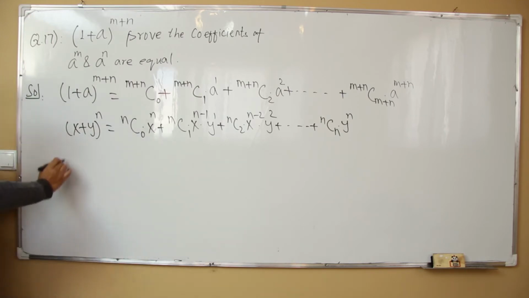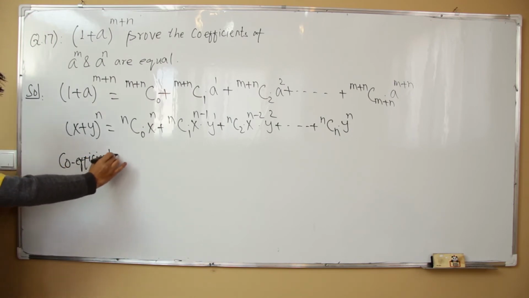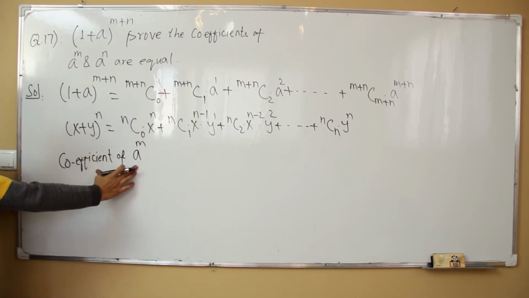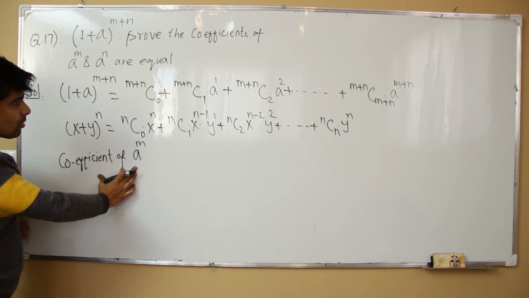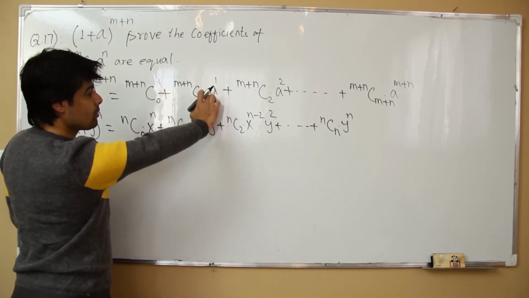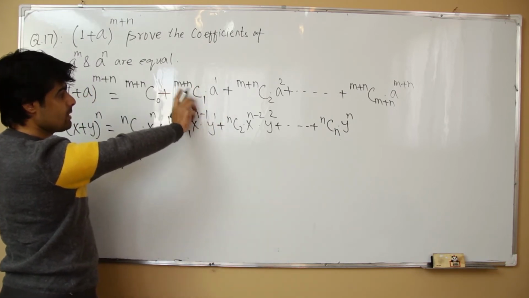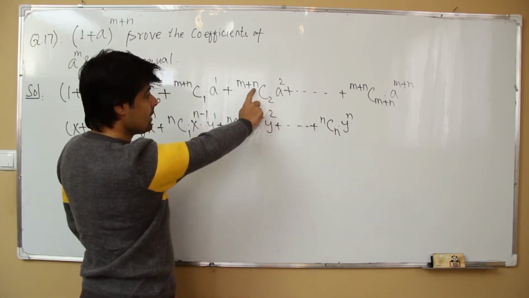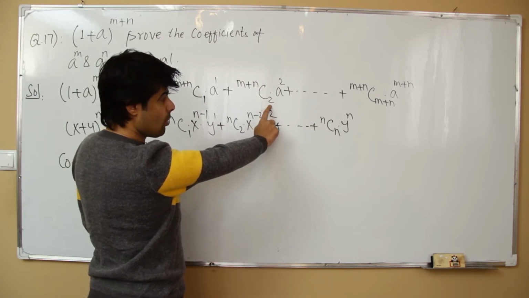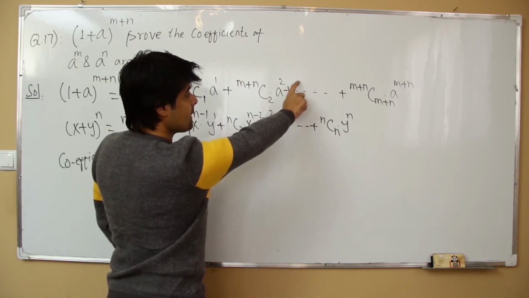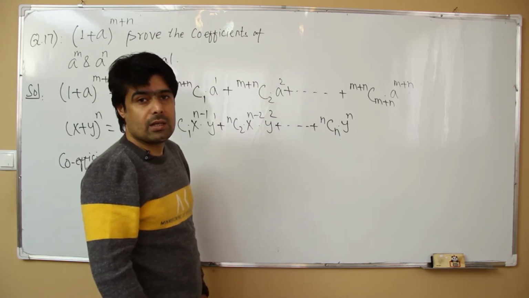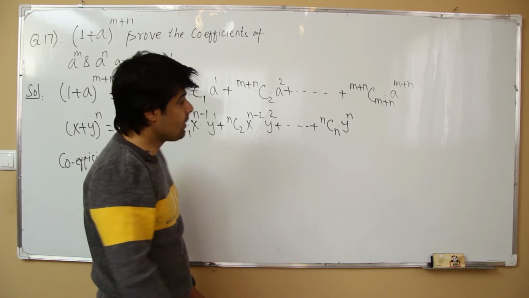Okay, now what is the coefficient of a raised to the power m? The coefficient of a to the power 1 is m plus n C 1. What is the coefficient of a square? m plus n C 2. What is the coefficient of a to the power 3? m plus n C 3. What is the coefficient of a to the power 10? m plus n C 10. Am I right or not?